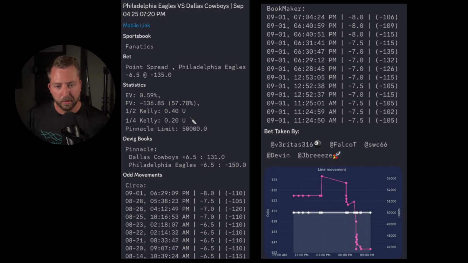All right, here is a play from the Sharp Money plus EV bot. We have the Eagles versus the Cowboys. I know there's a lot of information on the screen, but we're going to break it down so that you can make the most of it. More information is always better.